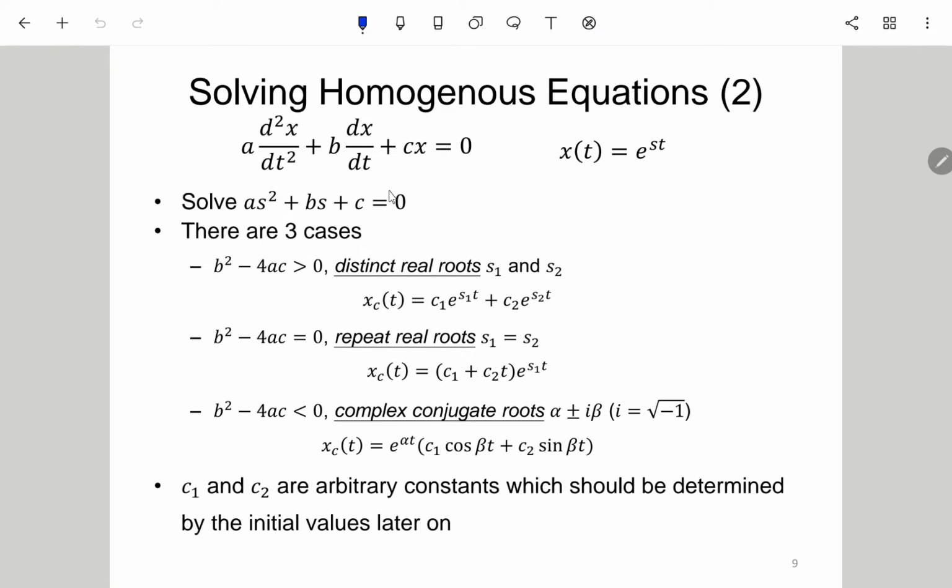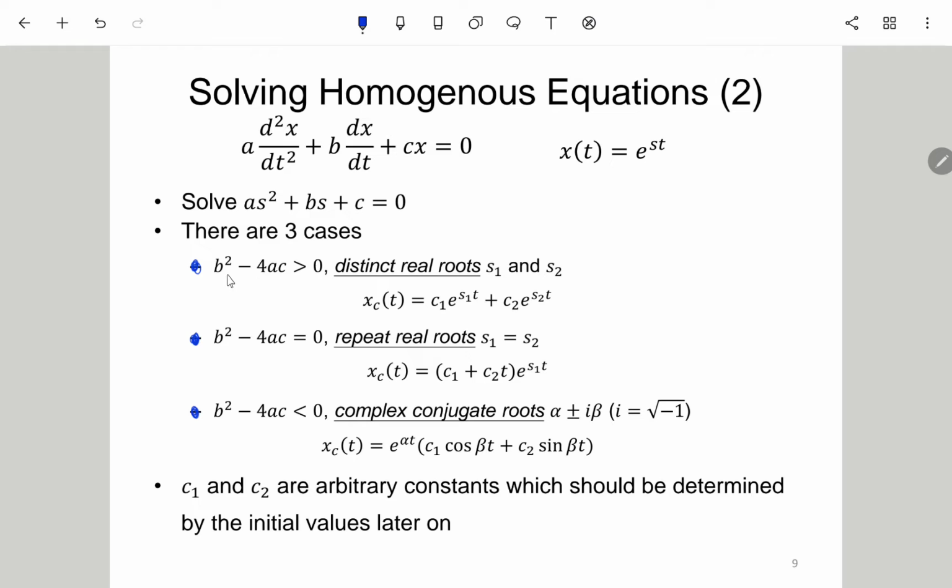If s satisfies this equation, then e^(st) should be a solution to this homogeneous equation. So the logic is like this. A junior student should know that for this second order algebraic equation we have three cases, based on delta equals b squared minus 4ac. It can be either larger than 0, equal to 0, or less than 0. So we have three cases, and we will talk about them one by one.